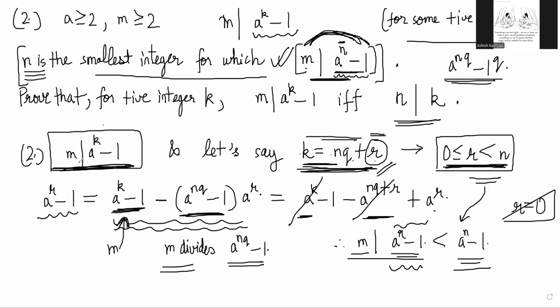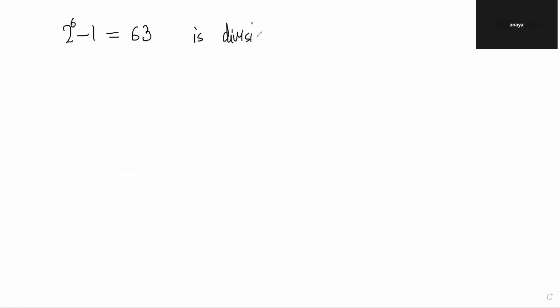So both sides are done, and it's not enough to just prove it. You need to realize in numbers what that means. So think about it like this. For example, if you have 2 power 6 minus 1, which is 63, right? Yeah. This is divisible by 9, right?